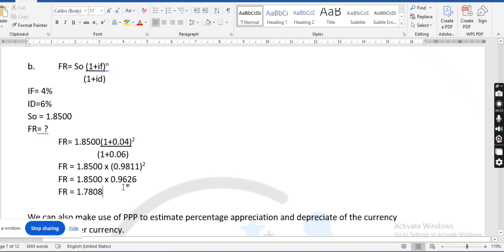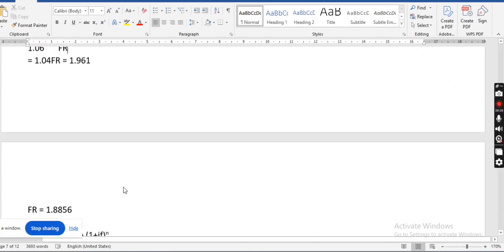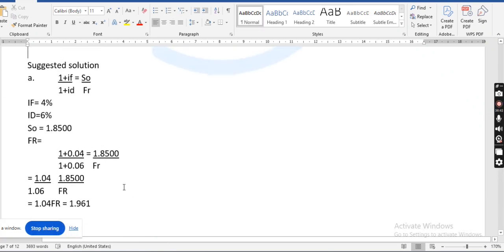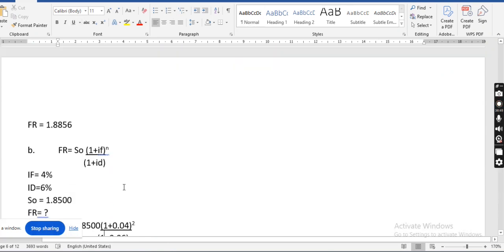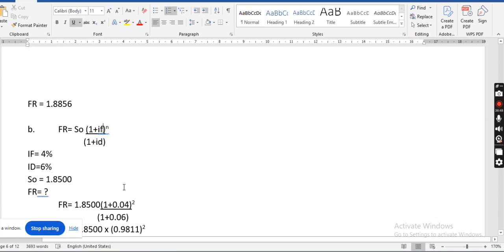So this is it, right? So why do we have to change it? It is still the same thing, right? But because this is for 2 years, 3 years you will still use this, 4 years you will still use this, right? But for a year you can just maintain this formula. Even for a year you can still use this. We can still test it if we will have the same 1.8856 for a year.